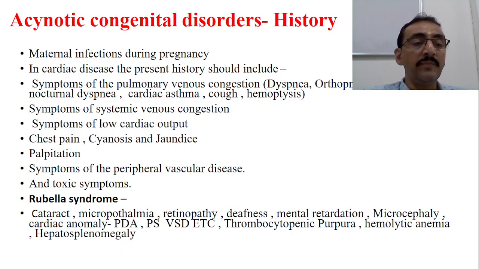Congenital rubella syndrome is characterized by cataract, microphthalmia, retinopathy, deafness, mental retardation, microcephaly, and cardiac anomalies. What are the most common cardiac anomalies? PDA, pulmonary stenosis, and VSD, etc. Thrombocytopenic purpura may also be there, and hemolytic anemias, and hepatosplenomegaly will also be there. But for us, what is important is the cardiac problems.